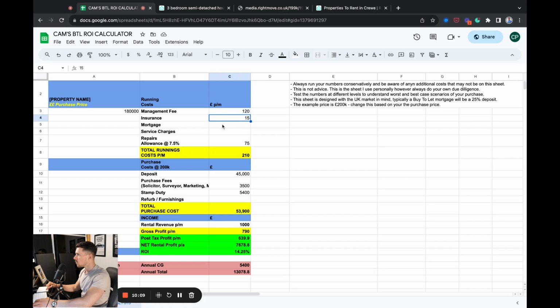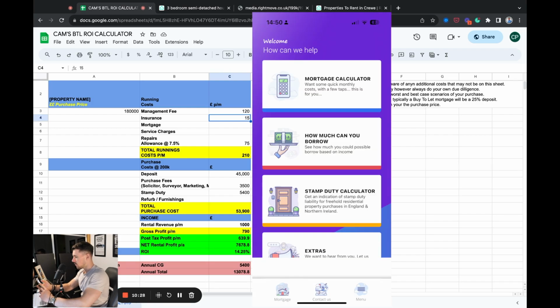And then the final one here is mortgage. Now, mortgage, we can work out, actually, there's an app that I recommend that I'm about to plug in now. I will pop this on the screen for you, called Mortgage Calculator. If you type that into the App Store, I use this. It's quite a handy little tool.